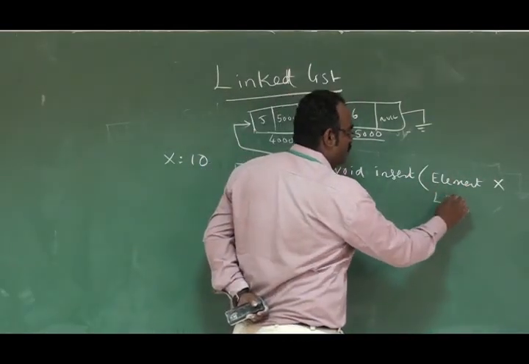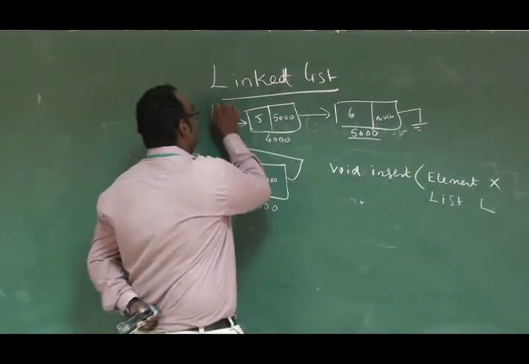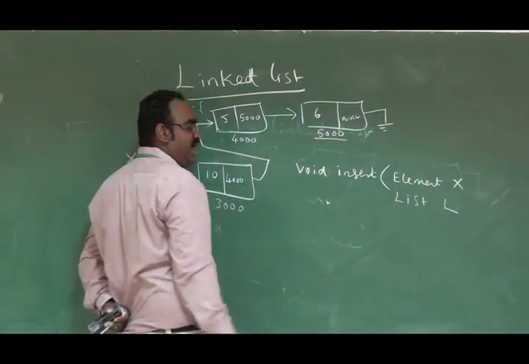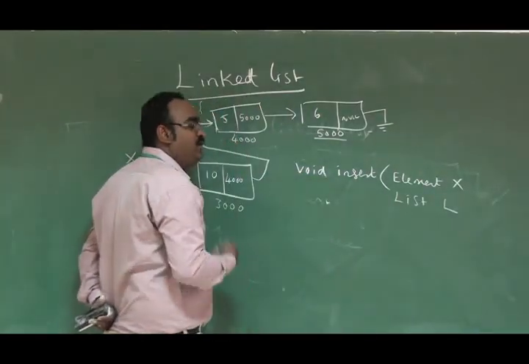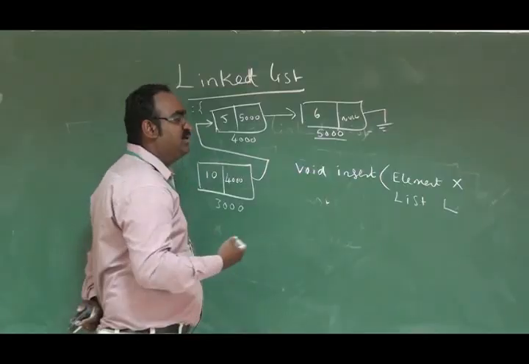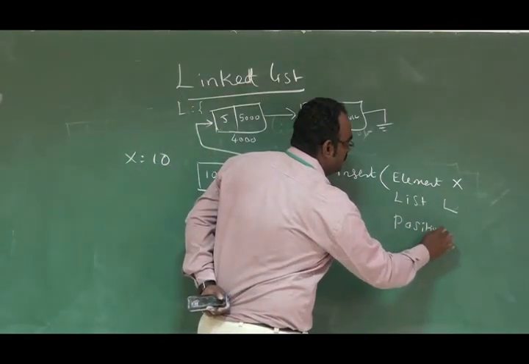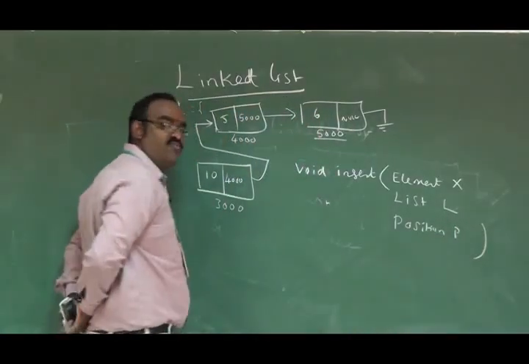Then which list are you going to insert into? That is L. So this list L is 5, 10, 5 and 6. And what is the key value you are going to use? That is the element x. What is the position you are going to use? That is position P. So there are 3 parameters for inserting.